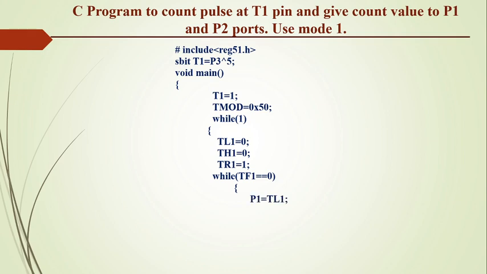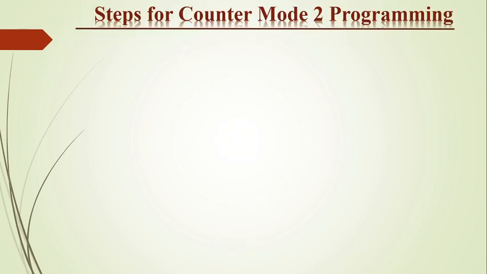So for this, while monitoring the flag, we have to read and display the count on port 1 and port 2. After that, when it rolls over, we have to stop the timer and clear the flag. As this while loop is while 1, it will be continuously executing. In this way, we can program the counter 1 in mode 1.